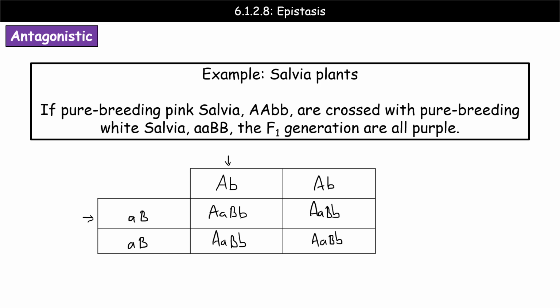So in our F1 generation, we have the exact same combination of alleles as the outcome. Now, because we've got a capital A and a capital B present within that final genotype in each case, all of these are going to be purple plants. Okay, so they're all going to be purple flowers in that case.